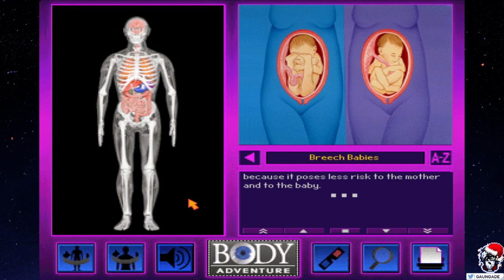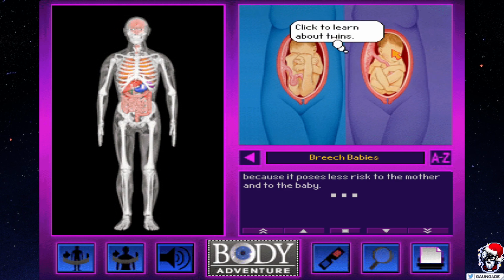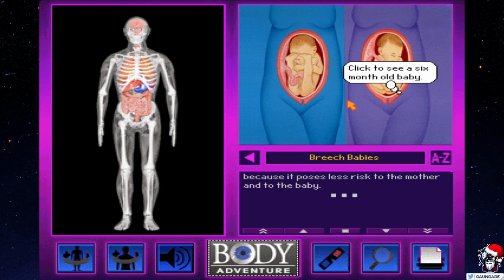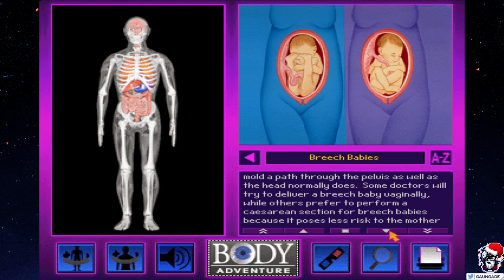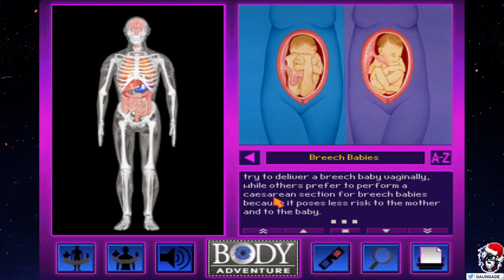So are these both examples of breech babies? Because they're not head down. Could have given a good example.